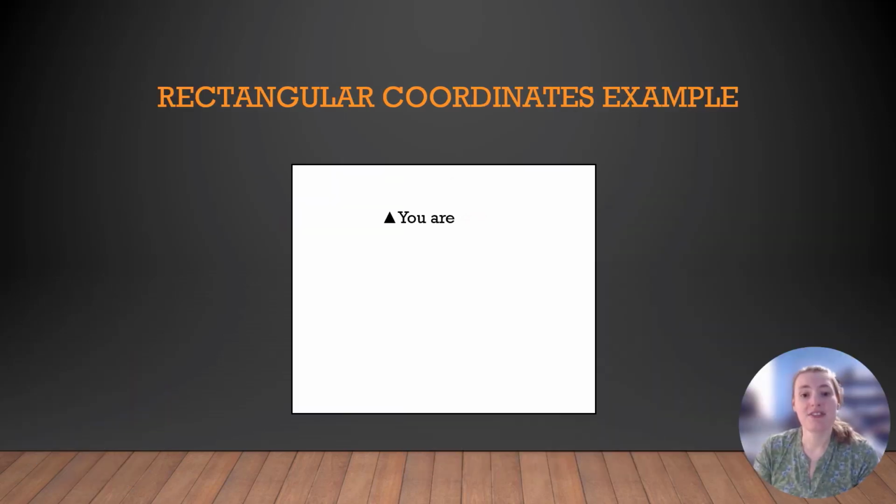All right, so let's do an example of that rectangular coordinate system. Just like before, you want to describe your position in a room, and you're going to use the rectangular coordinate system. Now what we're going to do is establish the 0, 0 point on the wall behind you. The wall behind you then becomes our x-axis wall.